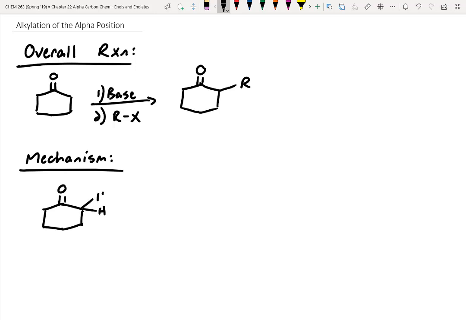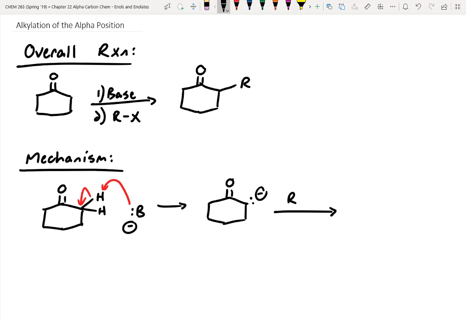Like we saw, these alpha protons are definitely going to be most acidic because your corresponding product will be resonance stabilized. And normally we'll use a base that's pretty strong, so it'll have a negative charge. So now we've got our enolate floating around. And then in the next reaction, like I said, we're going to do an SN2 reaction. Kick off our leaving group, and we can install some sort of new carbon group there.